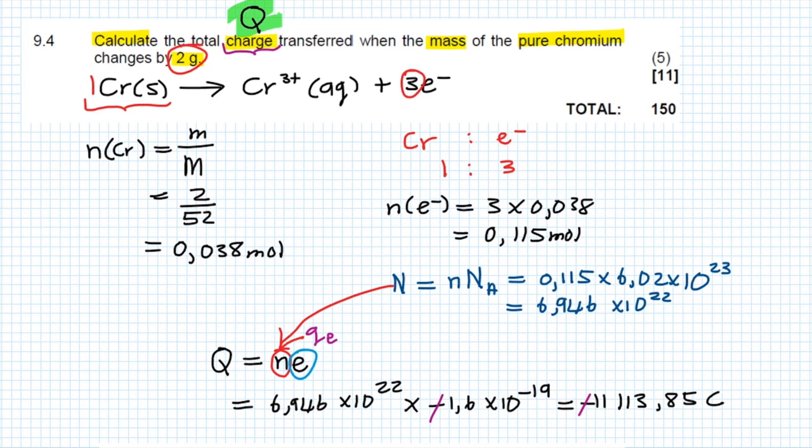You will be awarded 1 mark for the method you used to calculate the number of moles of chromium atoms, 1 mark for the method that you used to calculate the number of moles of electrons, 1 mark for the method that you used to calculate the number of electrons transferred, 1 mark for multiplying the number of electrons by elementary charge, and 1 mark for your final answer, giving you the 5 marks for question 9.4. In the end, this question number 9 is out of 11 marks.